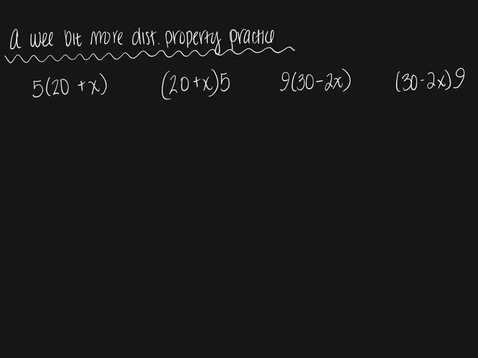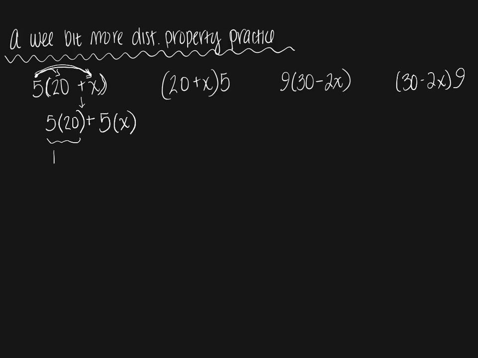5 times the quantity, 20 plus x. Notice I'm going to need to distribute my 5 to both terms inside parentheses, and I'm going to have to bring down my sign. So let's look at what this means. I want you to write the first one, 5 times 20, and I want you to write it just like this. Then we're going to bring down our sign, our plus, and then we're going to remember to go back to our outside 5 and multiply it by our second term, our x. Okay, now you can solve.